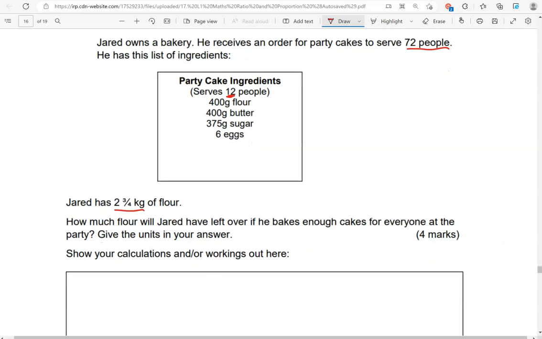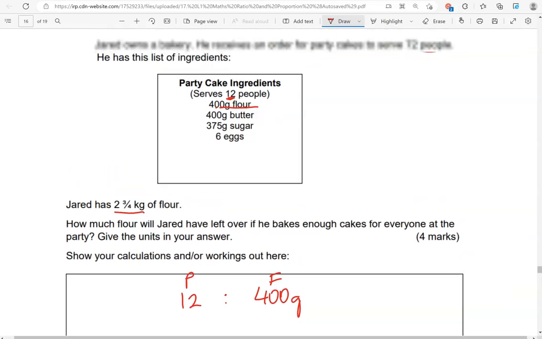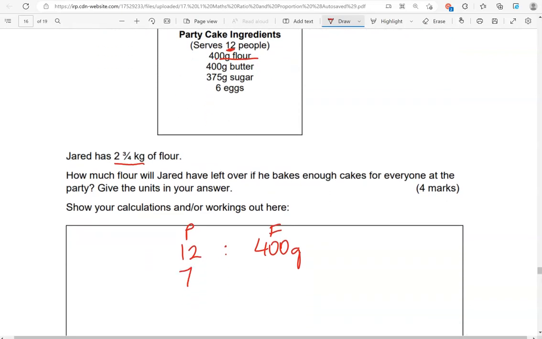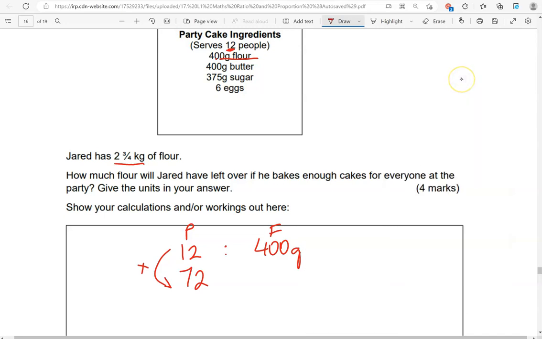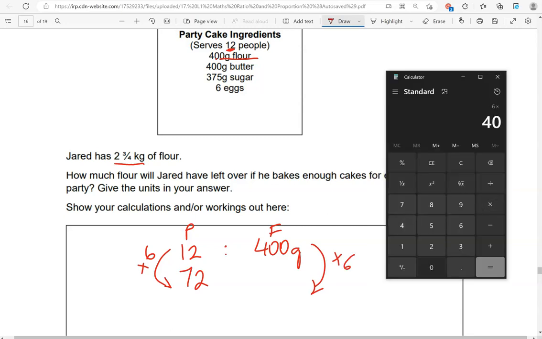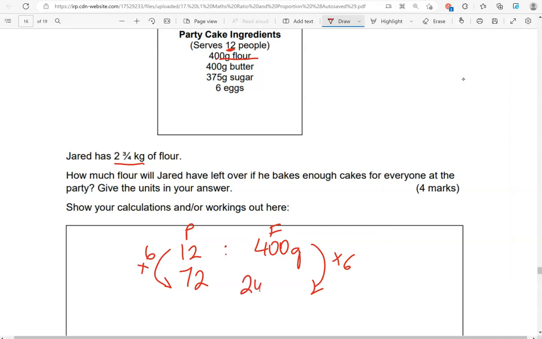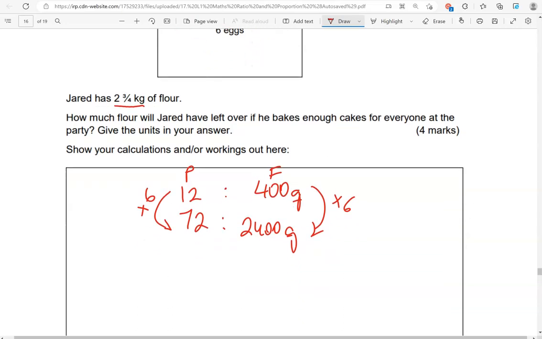So, for 12 people, 400 grams of flour are needed. What about 72 people? So what do we multiply 12 by to get to 72? 72 divided by 12 gives us 6. So we need to multiply this by 6 as well. 6 times 400 gives us 2,400 grams, that is. So 2,400 grams.